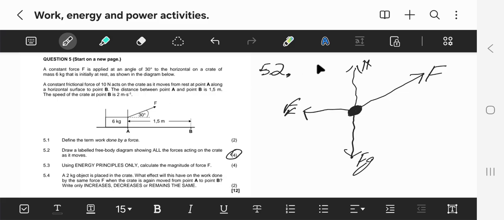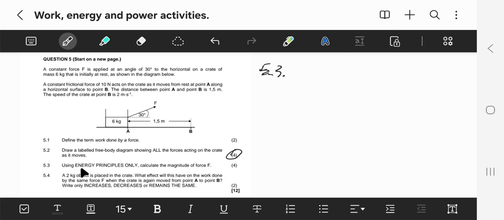Then we move on to 5.3. 5.3 says using energy principles only, calculate the magnitude of force F. If we use energy principles, guys, we use formulas that have to do with energy. We can use mechanical energy, we can use work done by non-conservative forces, we can use the work energy theorem. Those are mainly the formulas that they want us to use. So I'm going to do this one firstly with the formula W net is equal to delta EK. I'm going to use the work energy theorem to solve this one.